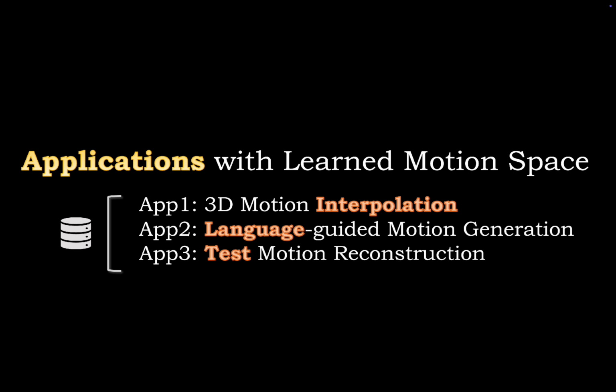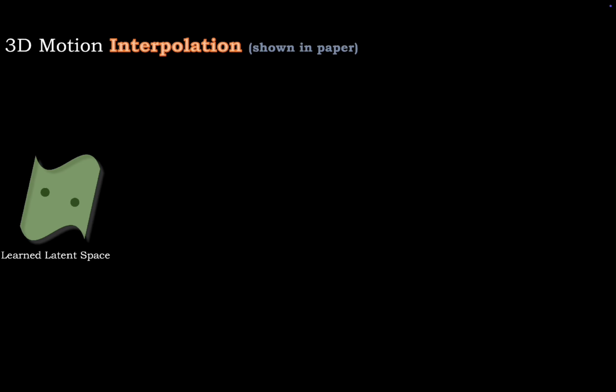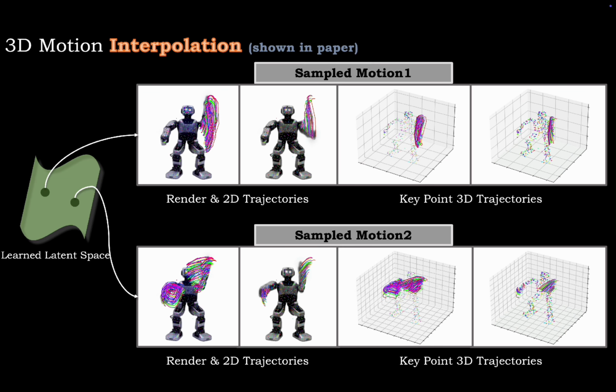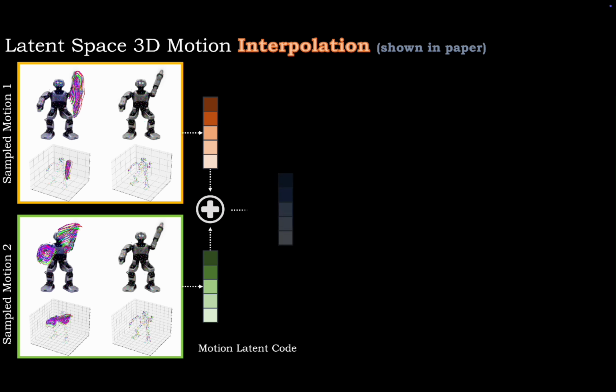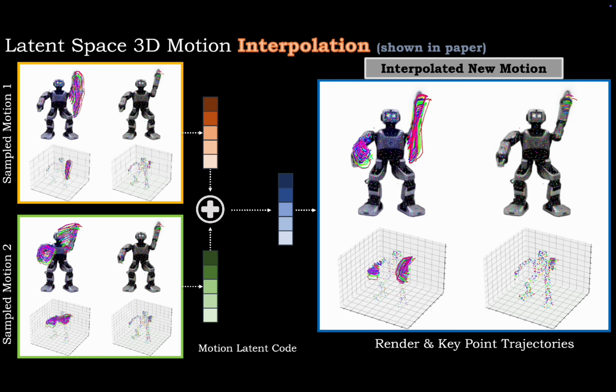With the learned motion latent space, we can perform interesting applications including motion interpolation, language-guided motion generation, and test motion reconstruction. During inference time, we can sample 2 motions from the learned motion latent space. We linearly interpolate these 2 motions and generate a new 3D motion. The results indicate that the embedded motion latent codes capture meaningful and common motion patterns of the object, which can be effectively interpolated to generate novel, coherent motions.